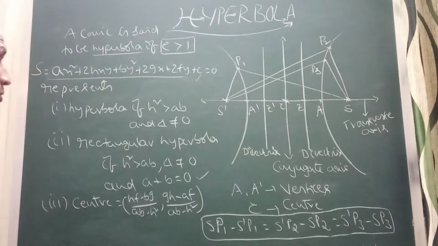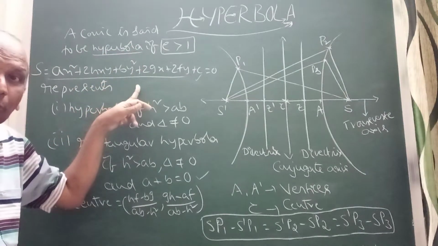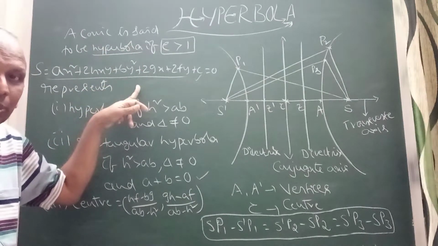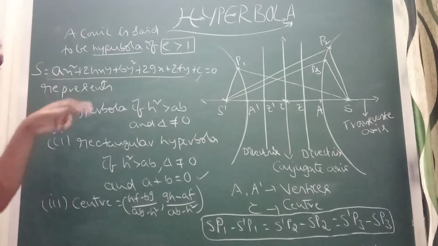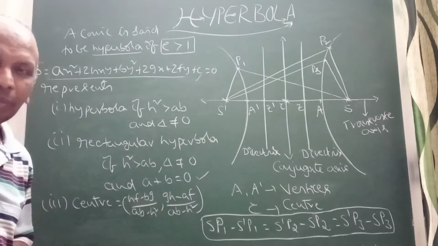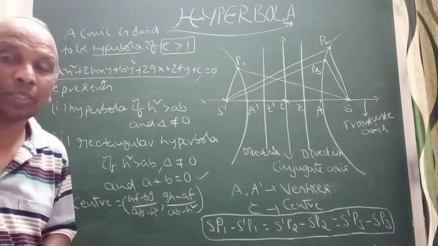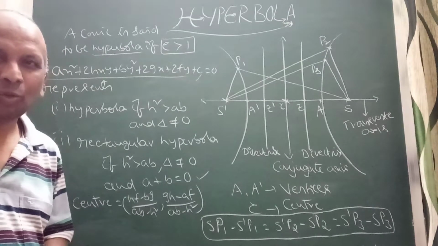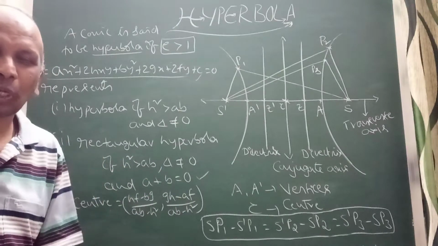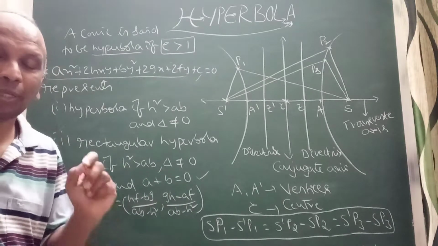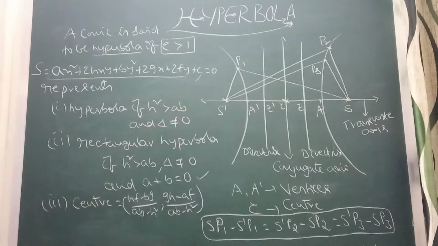Some people will use partial differentiation. Dou s by dou x equal to 0, dou s by dou y equal to 0. Solve those two equations and we will get the center. Dou s by dou x, considering y as constant, equal to 0. Dou s by dou y, considering x as constant, equal to 0. One time considering y as constant, one time considering x as constant. Solve those two equations, it gives the center of any conic. Like that we can find the center of the conic.